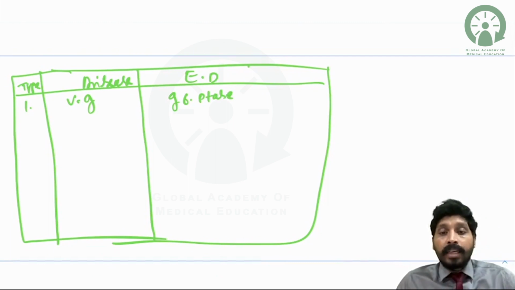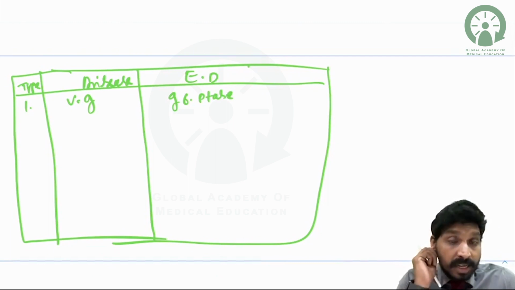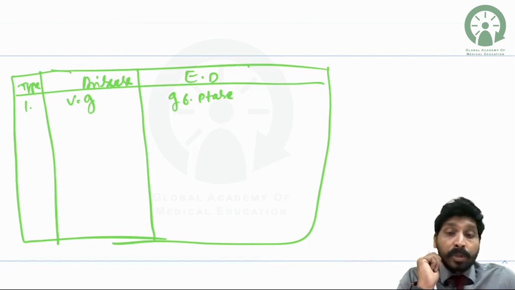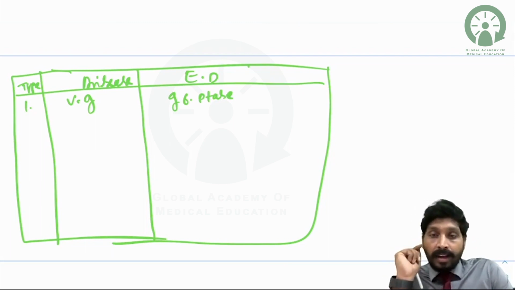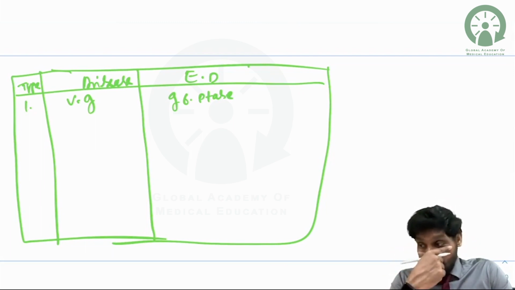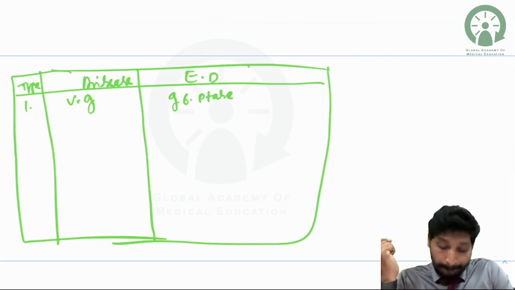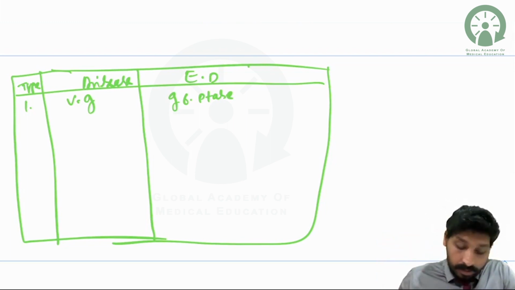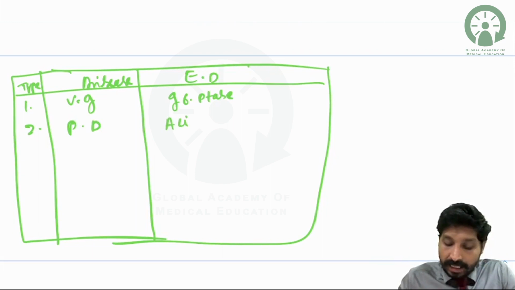The enzyme is glucose 6 phosphatase. Hypoglycemia is a prominent feature. Hepatomegaly is again one of the prominent features of Von Gierke disease. The second one is Pompe's disease, because of the enzyme deficiency acid maltase.